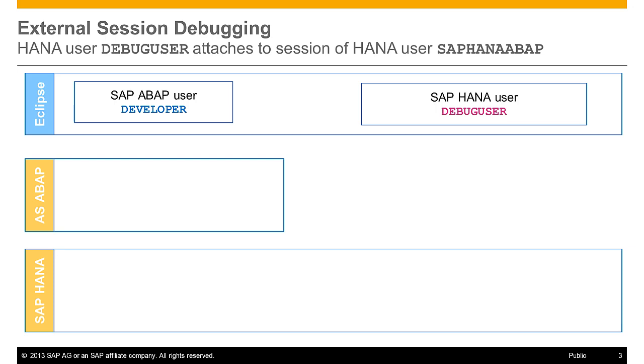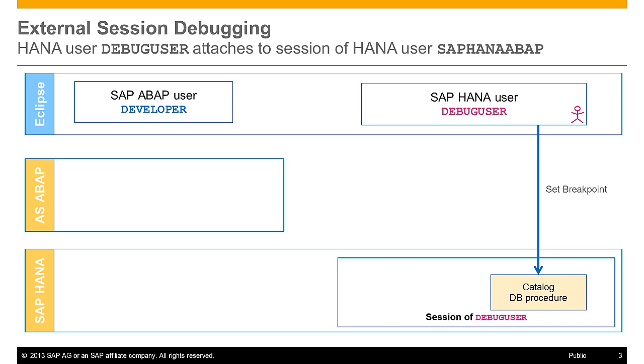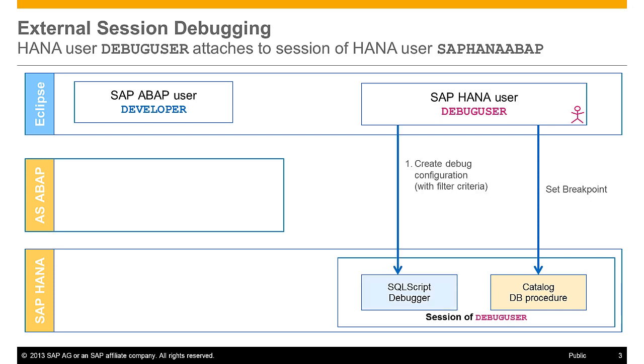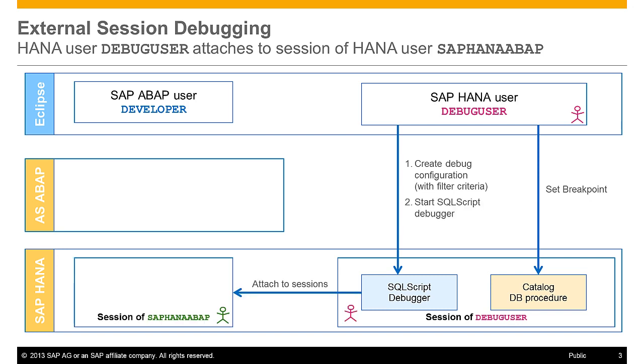In the first step, debug user will set a breakpoint into a catalog database procedure object. In the second step, we will create a debug configuration with certain filter criteria. This debug configuration is necessary to launch the SQL script debugger. That happens in the next step. So we start the SQL script debugger. Technically, that means we attach to a session of the SAP HANA ABAP user.